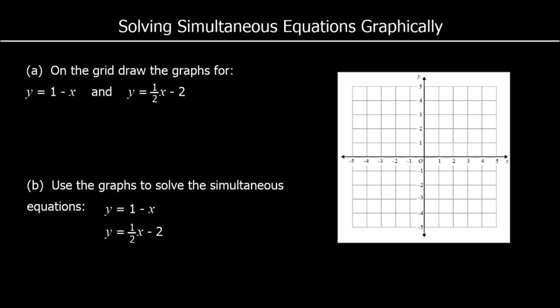Okay, here's another question. So you can pause the video and try and give this one a go. Part A says on the grid, draw the graphs for y equals 1 minus x and y equals half x minus 2. So 1 minus x, that's got a y-intercept of 1 and a gradient of minus 1. So for every one it goes across, it goes down 1. Across 1, down 1.